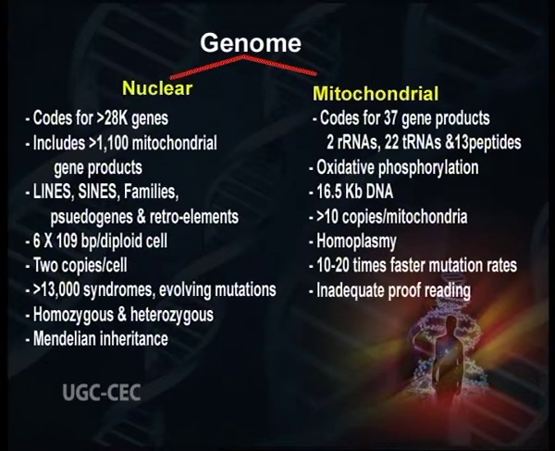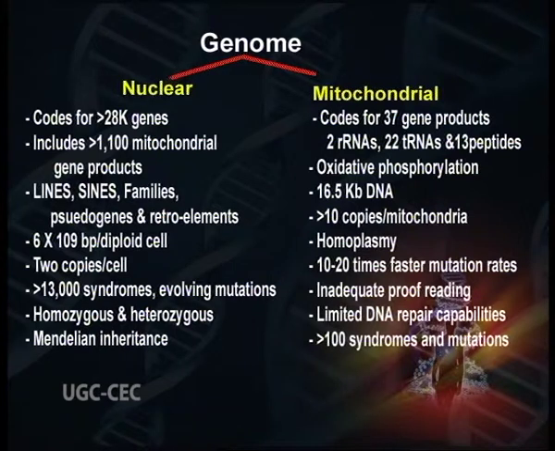They are depicted in the form of homoplasmy, which identifies each of them as an identical set of nucleic acid, and because of the lesser repair of mutations in the mitochondria, they accumulate mutations at a much faster rate. They have limited repair capabilities, and unlike nuclear DNA with its 13,000 diseases, mitochondria have approximately 100 syndromes and mutations associated with them in human beings.